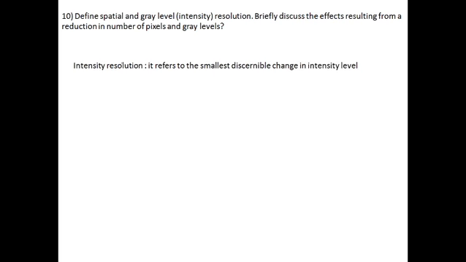Next is intensity resolution. It refers to the smallest discriminable change in the intensity level. For example, if you are using only one bit, then you can measure only two intensity levels, that is 0 or 1. Similarly, if you are using 2 bits, you can measure 4 intensity levels, that is 00, 01, 10, 11. Similarly, if you are using 8 bits, you will be able to measure 256 levels of intensities.